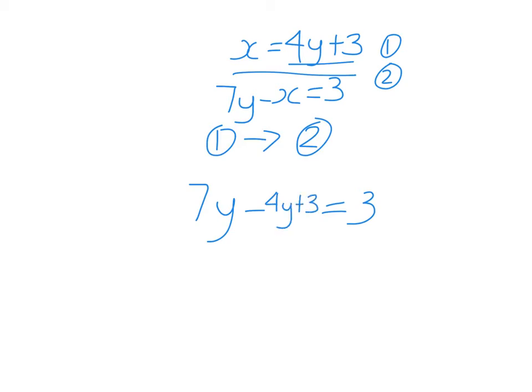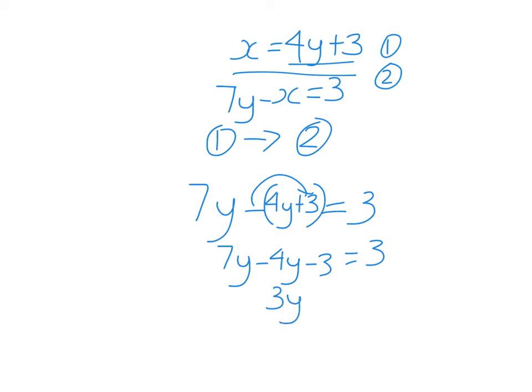Now, the difficult thing is you have to put it in brackets like that, because I want to minus the whole thing. So this is 7y minus 4y minus 3, because the minus carries over there, equals 3. Okay, so this is easy to solve now. 7y minus 4y is 3y, minus 3 equals 3. So you add 3 to both sides, divide by 3, you get y equals 2.